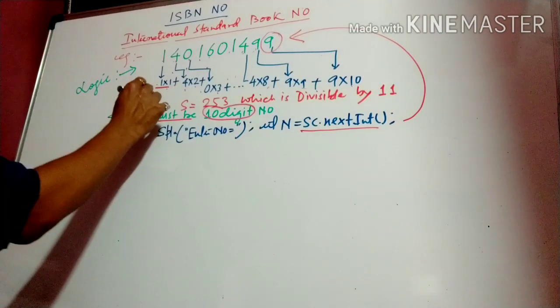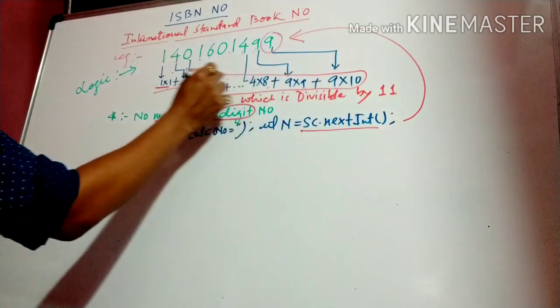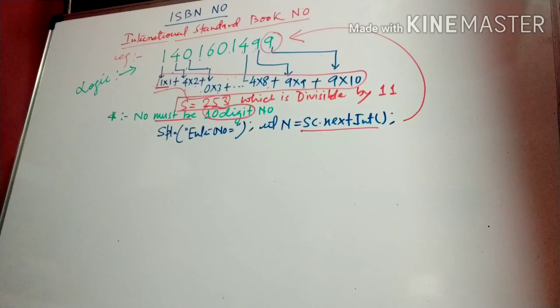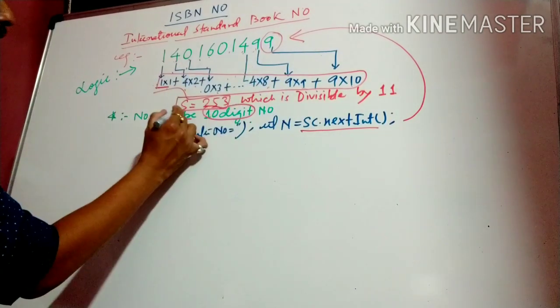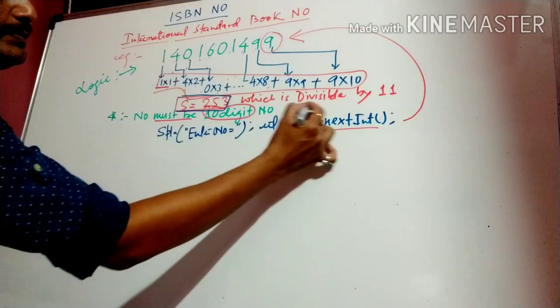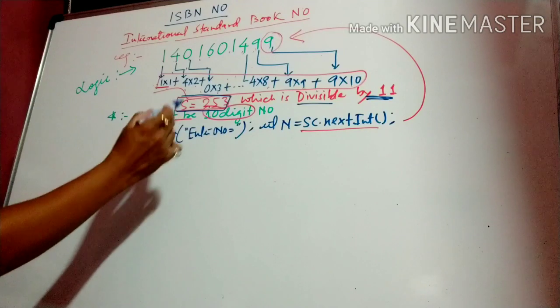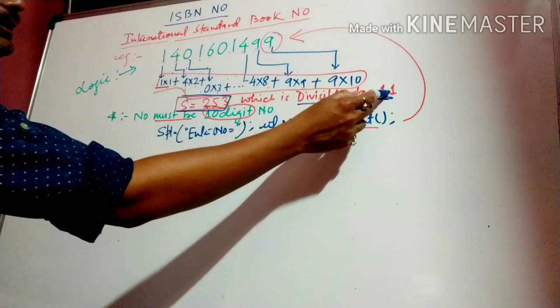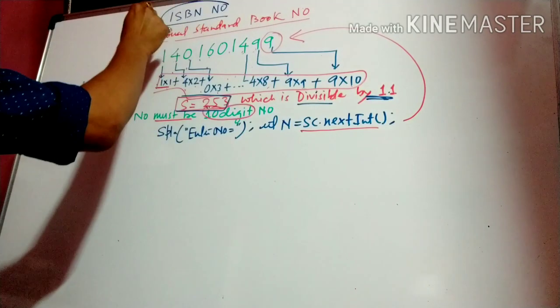When you add all these things, we will store the addition of all the values in a variable s. And if this addition is divisible by 11, that is known as an ISBN number.